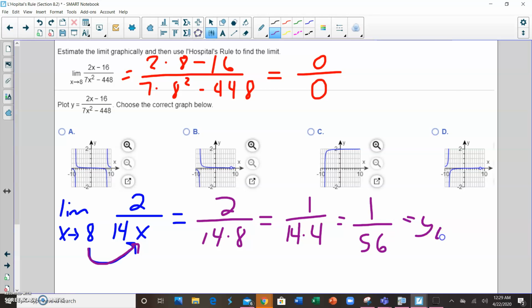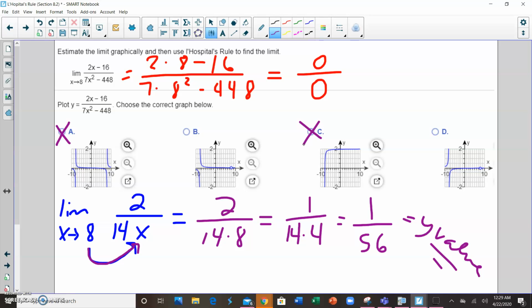And keep in mind, this is a y value. Limits always approach a y value. And look at that, 1 over 56 is going to be just about 0. So it's either going to be B or D. Because A is approaching infinity and negative infinity at 8, because we're looking at 8. That certainly can't be it. And C is approaching 2, so it can't be that. So it's either B or D.